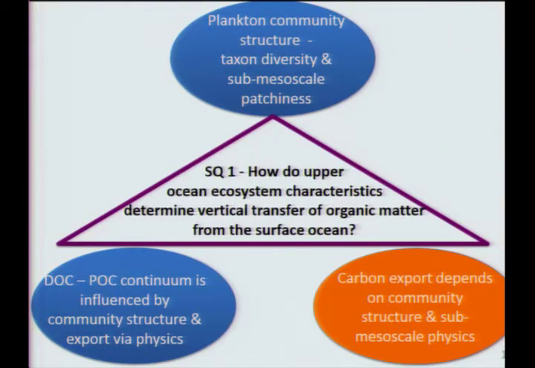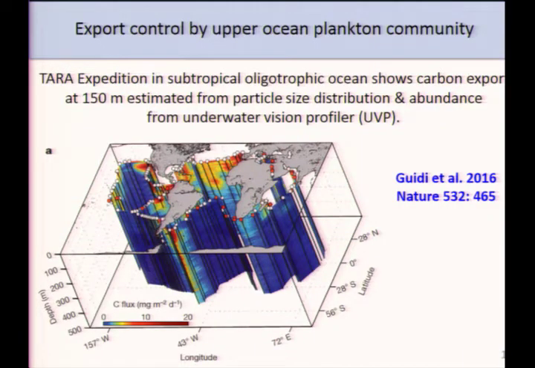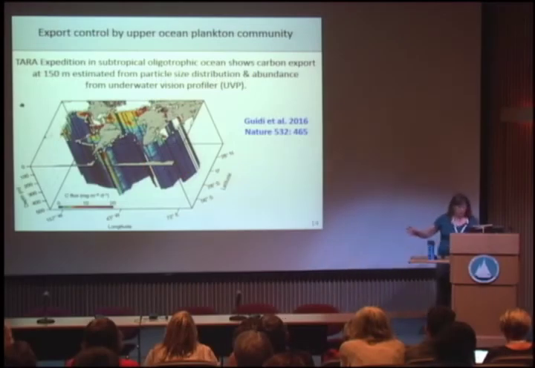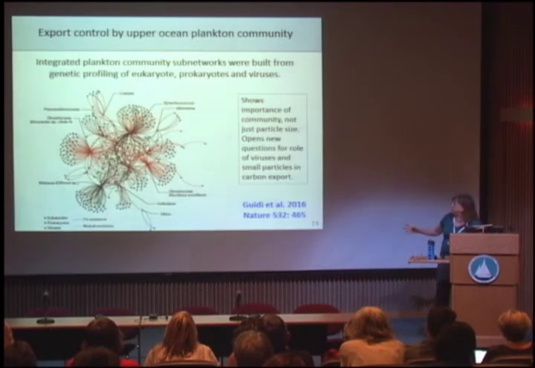The second vignette, as we walk through the garden, is that export depends on community structure and submesoscale physics. A paper just published by Guidi from the Tara expedition shows an estimate of flux that they made from particle size estimates with sinking particles. And you can see the continents and the cruise track. And so they came up with these large scale global estimates of carbon flux.